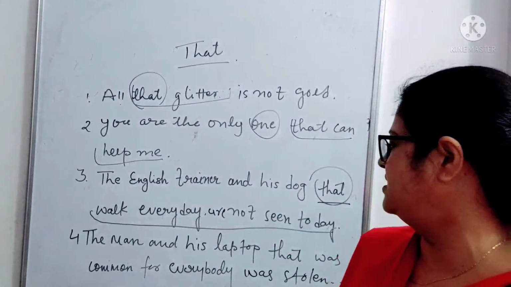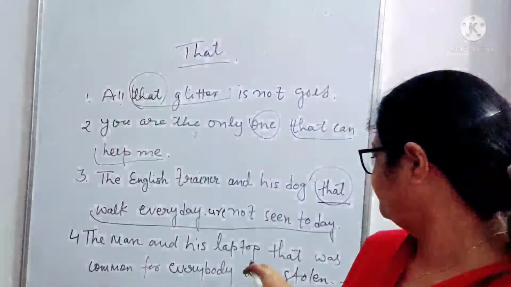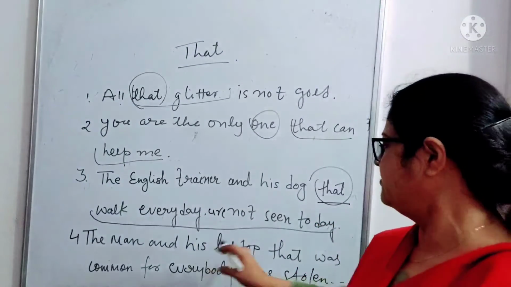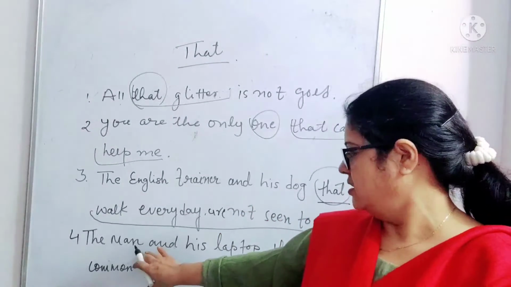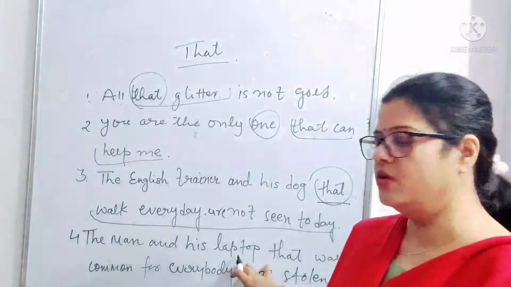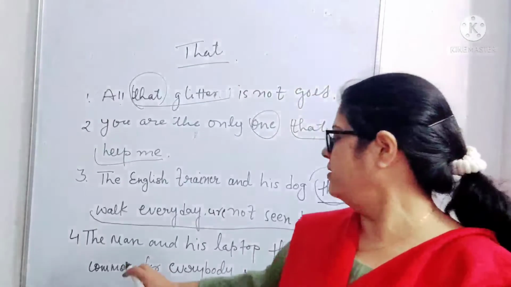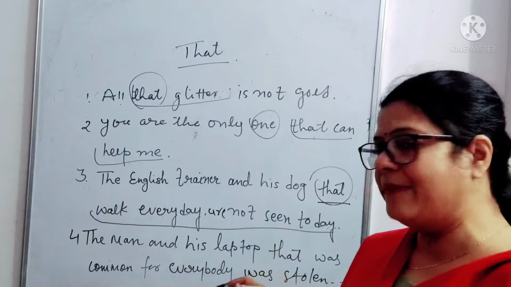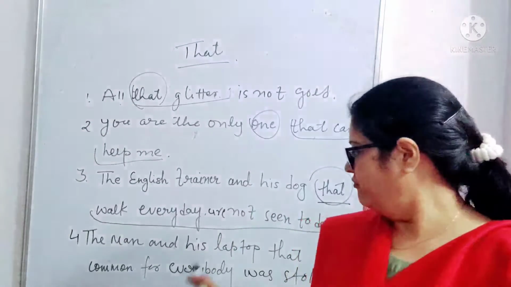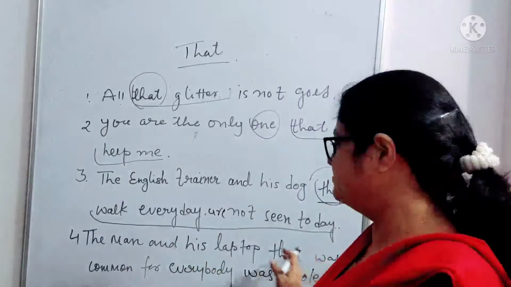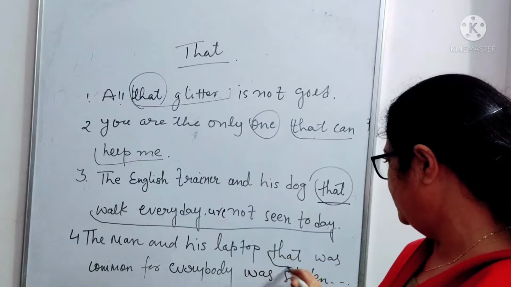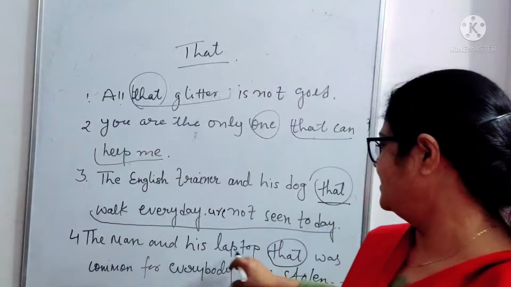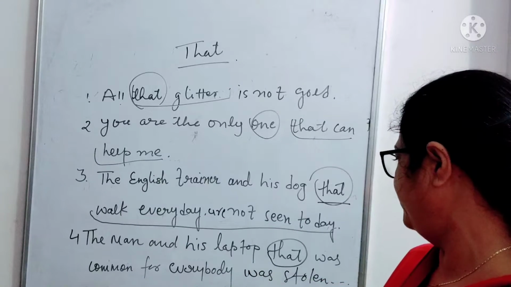Okay, same way we see that the man and his laptop that was common for everybody was stolen. So here again we see that we have taken two subjects. One is a human being and the other is a thing. So if it were only the human being, we would have used who for it. If it were only the laptop, we would have used which for it. But since these two subjects are combined, we will use the relative pronoun that to show them together. So the man and his laptop that was common for everybody was stolen.